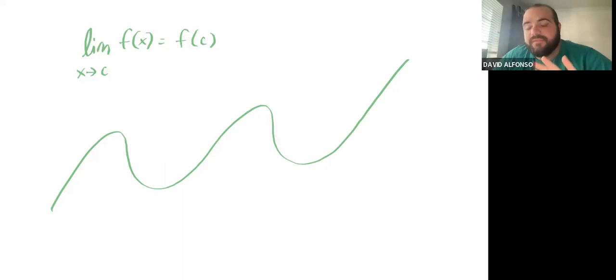Really, the time when you have to start being really careful is when you run into piecewise functions, because that's where you have to play around with them and see what's happening with the piecewise function. But most of the time, you can just do direct substitution.